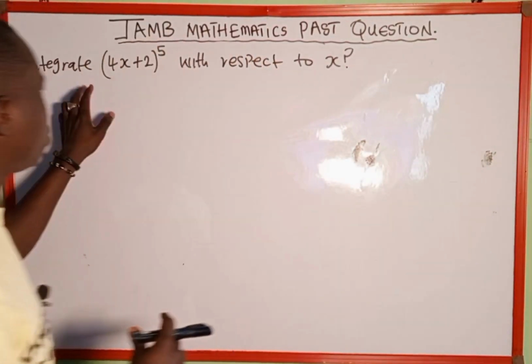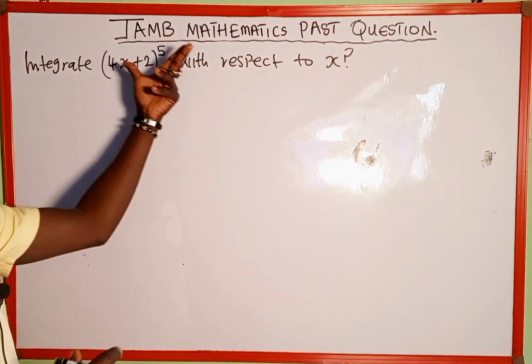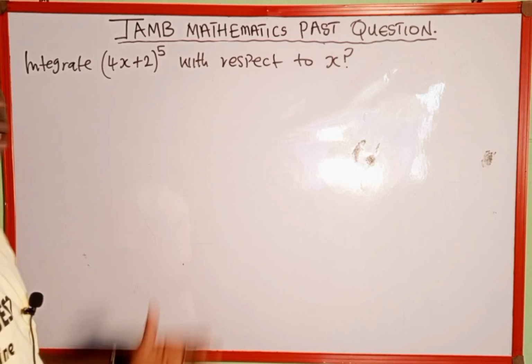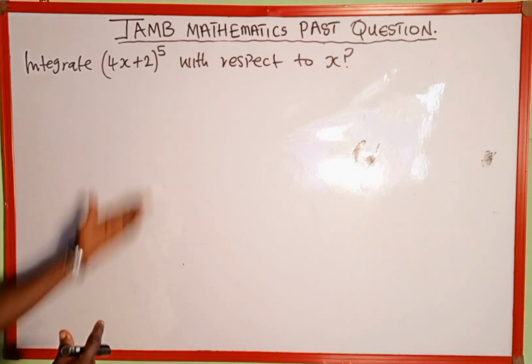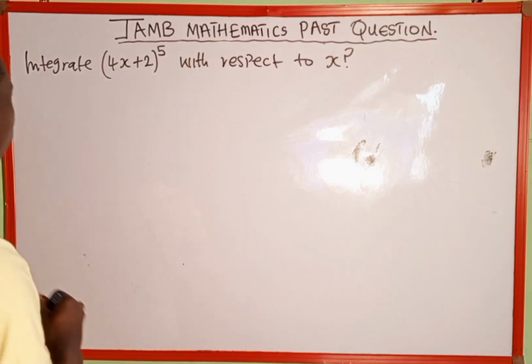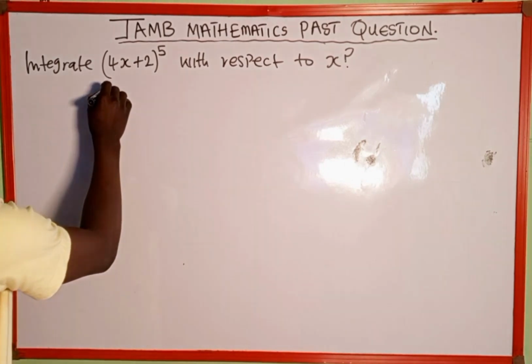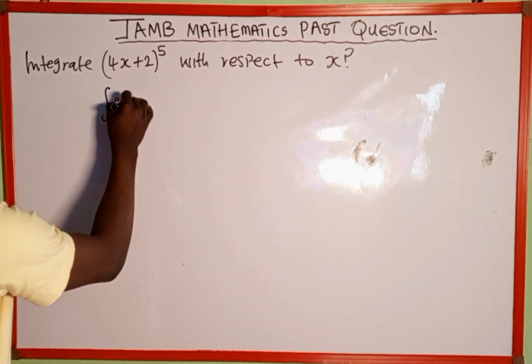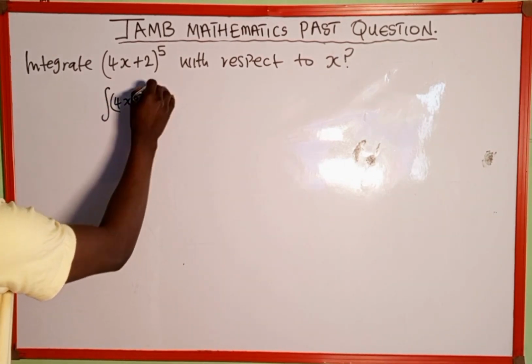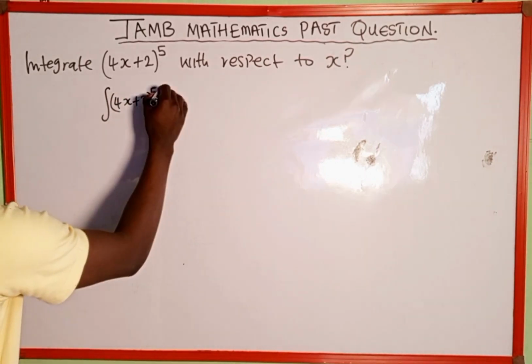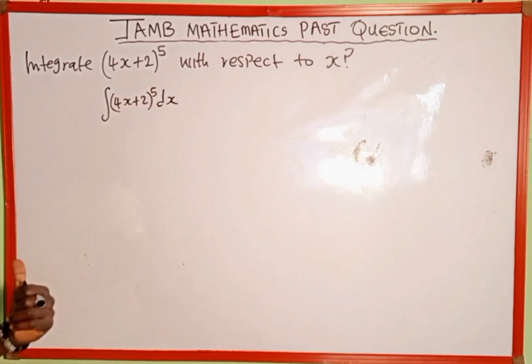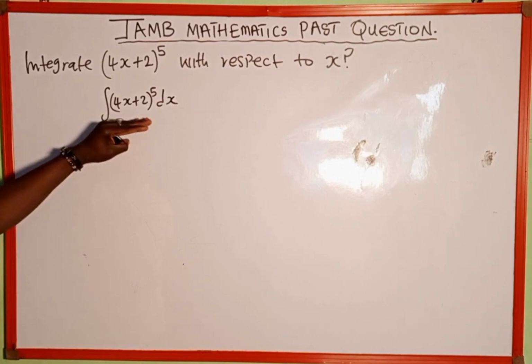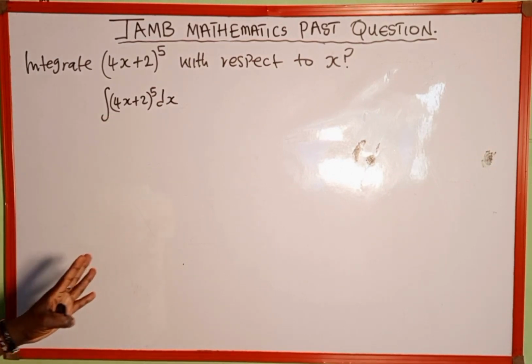We are asked to integrate 4x plus 2 raised to the power of 5 with respect to x. So this is integration. The first thing we're going to do is to write this function in normal form. So this is going to be the integral of 4x plus 2 raised to the power of 5 with respect to x, which is going to be dx. To integrate this function, what we're going to use is u substitution.